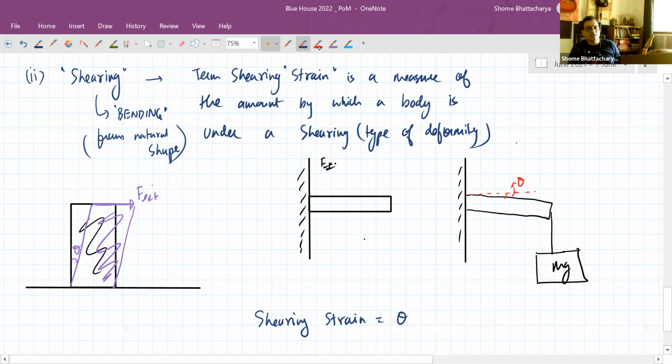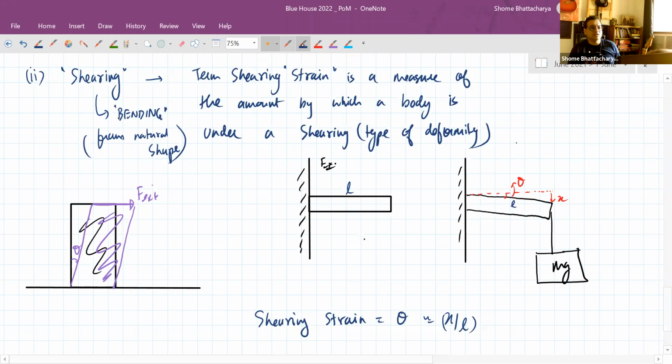Because this angle is small, we can also measure it like this: if this is X, and this length is L, then theta is approximately equal to X by L because it's a small angle. So we can approximate theta as tan theta.